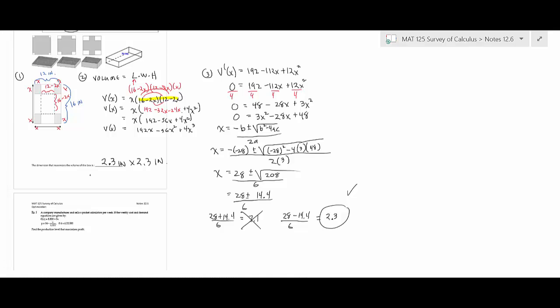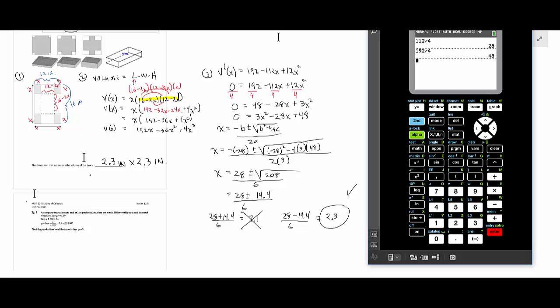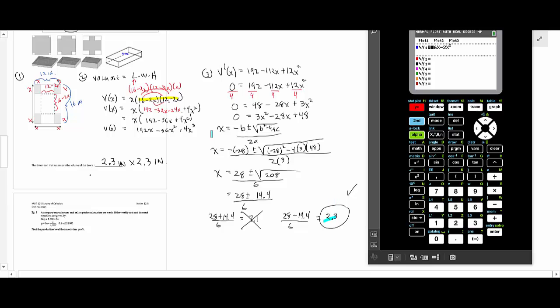Now let's do something on our calculator together, because this is another thing you can do. I didn't ask you for the maximum volume, but I'm going to go ahead and compute that. If you want to find the maximum volume, you would take that 2.3 and plug it into your volume function. Or you could graph it and trace it out, which is what I'm going to do. So why don't you just do this along with me.